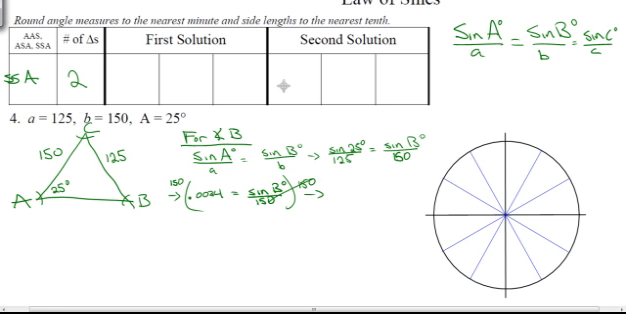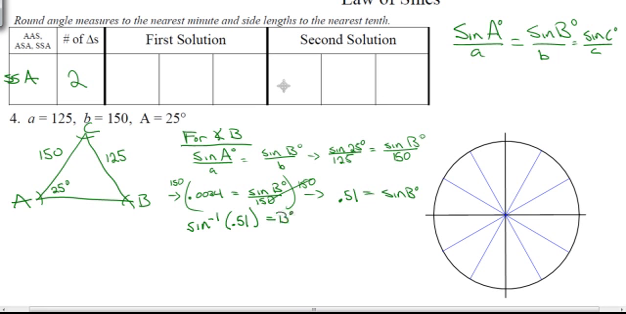I have 150 times 0.0034. And when I plug that into my calculator, I get a value of approximately 0.51, which is equal to sine of angle B. And now that I'm at this point, I can find out what my angle B is simply by using the inverse of the sine function, plugging in this 0.51 and setting it equal to angle B.